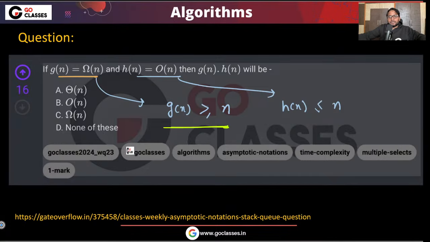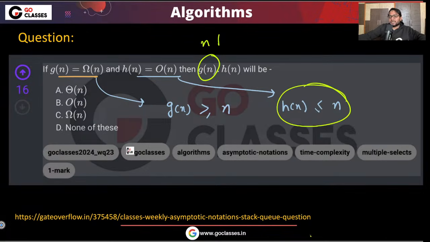Now they are asking what about this product? See, this Gn is always greater than n. If you multiply it by, let's suppose, log n, then obviously it is greater. If you multiply by a constant, then obviously it is greater, or maybe equal to n. But the problem will occur if Hn is, since Hn is less than or equal to n, they have not said it is an increasing function or anything, right?